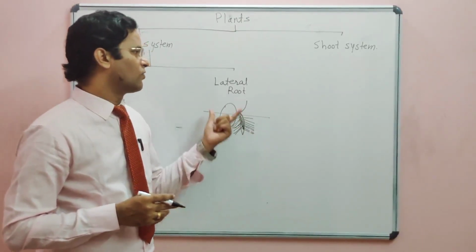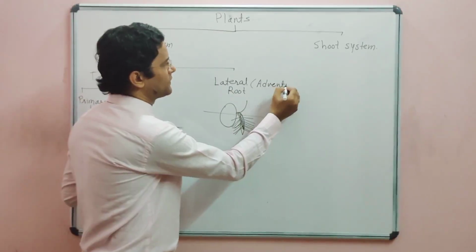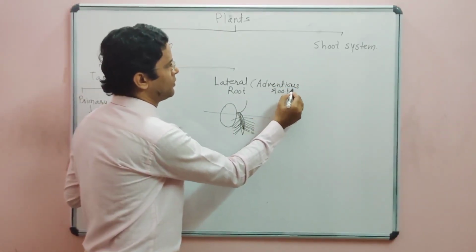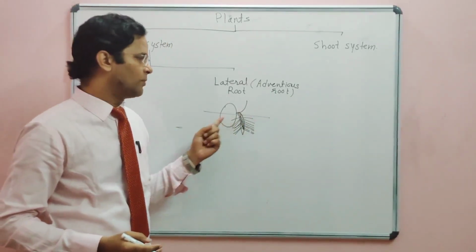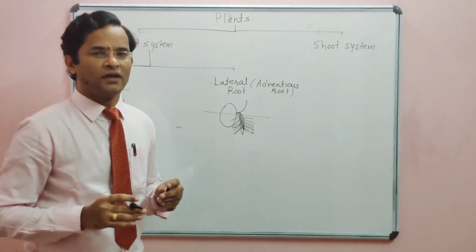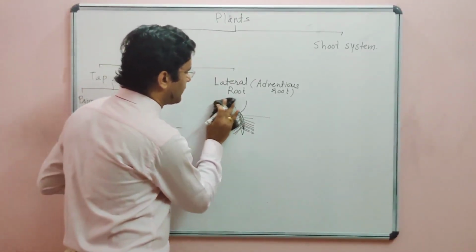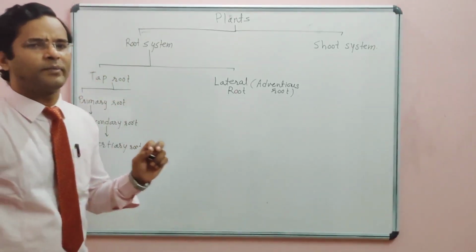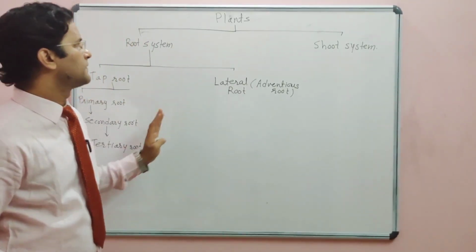So that's why it is also known as adventitious root, or it is also known as fibrous root, because so many fibers are there. So they are the adventitious roots, and they show numerous small size branches. Okay, so in that way we can understand the root system.